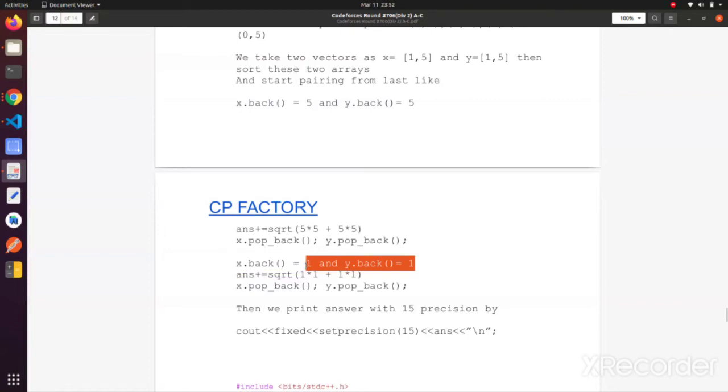In the next step we get x.back equal to 1 and y.back equal to 1, and our answer plus square root of 1 plus 1. Then I will pop back these two elements.